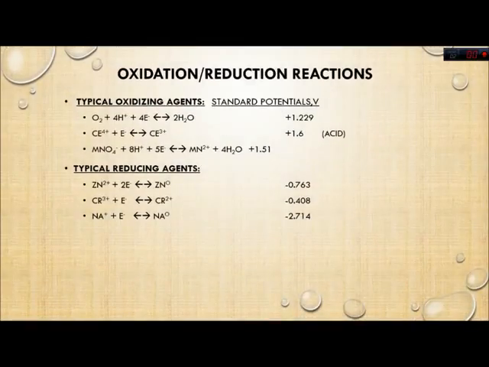Now some typical oxidizing agent, oxidation and reduction reactions. This you have seen before.